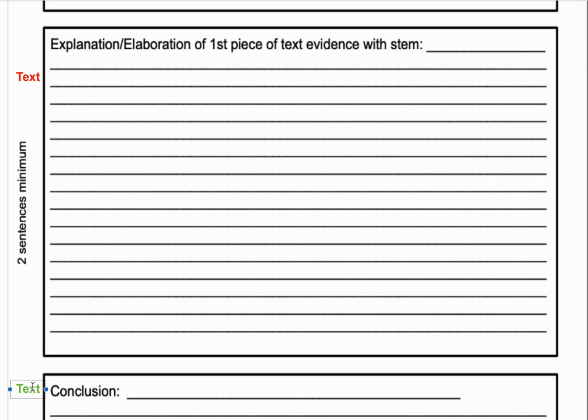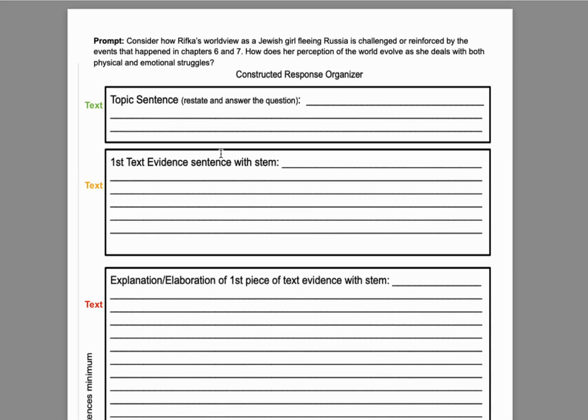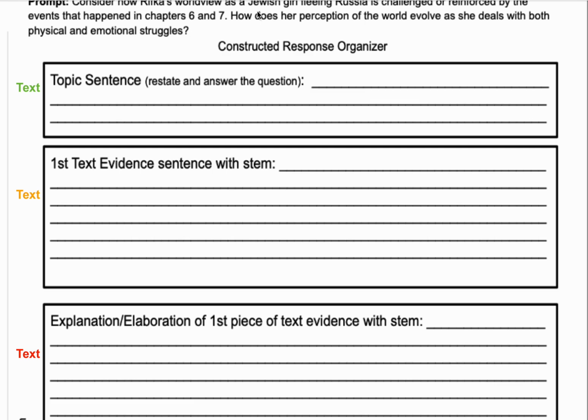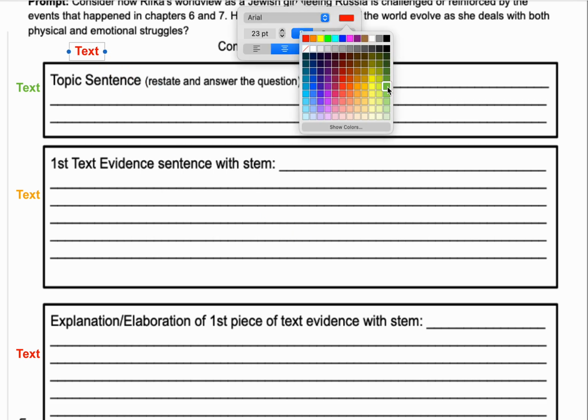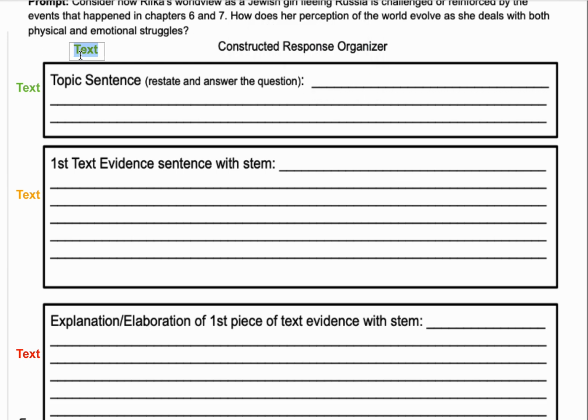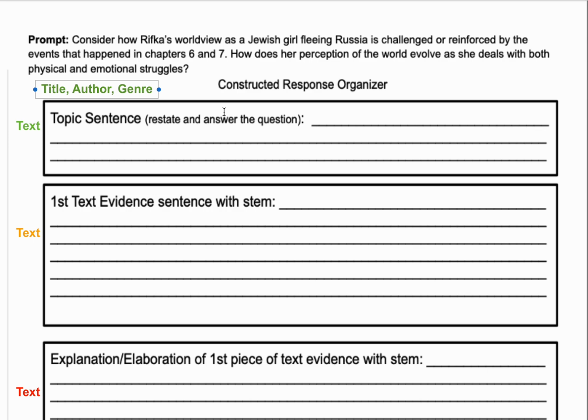Okay, now, the other thing that you have to know is when we're talking about the topic sentence, your topic sentence always needs to include your tag. And your tag stands for, and I'll do it in green so that we know that color is supposed to be green, right? So tag stands for title, author, and genre, okay? So we always have to include that in our topic sentence as well as restating the prompt, okay? So when we look at the prompt, let's go ahead and do that first.